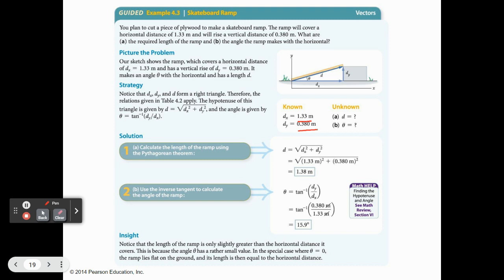So I'm going to use Pythagorean theorem and put in my x distance and my y distance, and that tells me how long it's going to have to be, 1.38 meters. And then to find the angle, I'm going to use second function tan. If you're looking for an angle, you always have to use that inverse function, not just the tangent function, because you're doing the opposite of what's done. So we're going to take inverse tangent of 0.38 divided by 1.33. Opposite over adjacent. And that gives us an angle of 15.9 degrees.